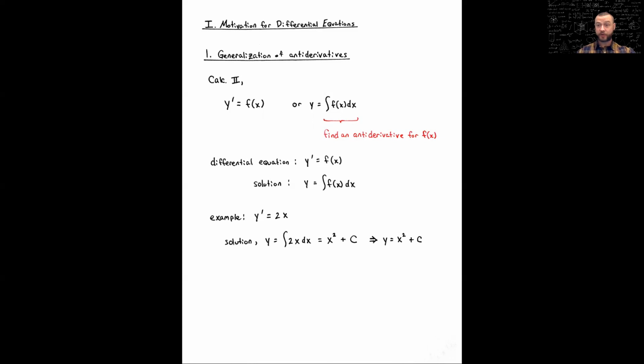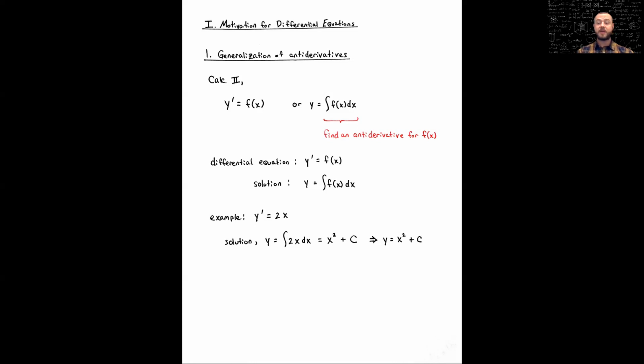And if you integrate 2x using the basic power rule for antiderivatives, you'll end up with y equals x squared being the antiderivative of 2x, and then plus c. And that is our first way to solve a differential equation. We have our solution, y equals x squared plus some constant, and that is the solution to that differential equation, y prime equals 2x.